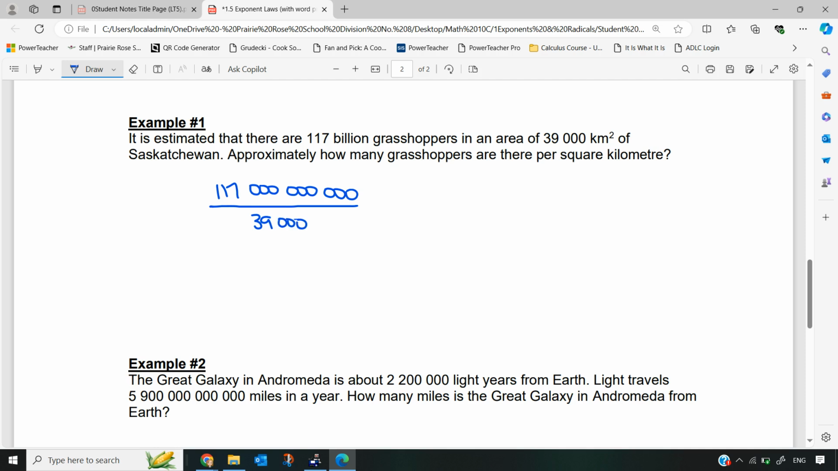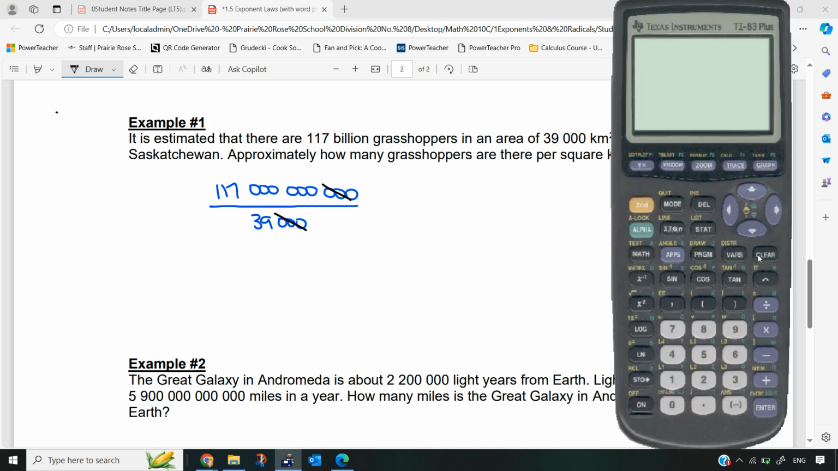So we can just do the math. Well, the first thing I'm going to do is just go about getting rid of some zeros there. And now I'm left with 117 million divided by 39. So on my calculator, I can go 117 million divided by 39. In this case, I probably can put the whole amount in, 117 billion, and divide by 39,000. I'm still getting the same answer. So if you notice there, I've got 3 and 6 zeros, so that's going to be 3 million.